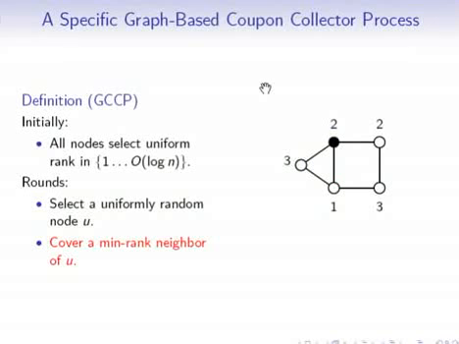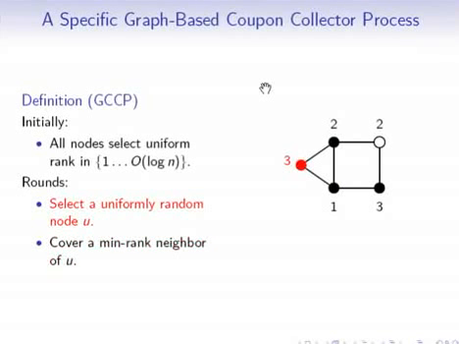Let's proceed again to the next round. We select a uniformly random node. It could be one of the covered nodes. We look at all of the neighbors, and then we cover the minimum rank neighbor. The minimum rank neighbor in this case is the neighbor with rank 1. We do it again. We select a uniformly random node. It could be a node that we've selected before. We once again look at the uncovered neighbors, and we select the minimum rank neighbor. Now, there's a tie here, and we're just going to break ties arbitrarily. So let's proceed for a couple of more rounds.